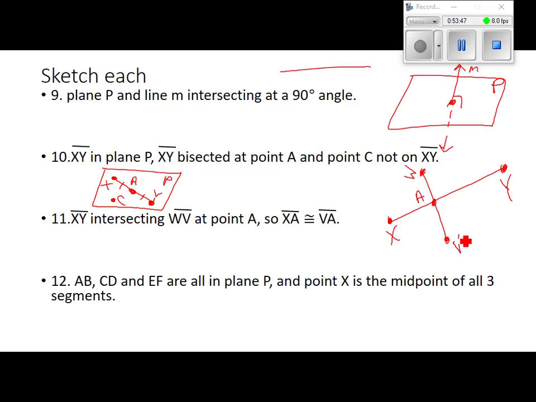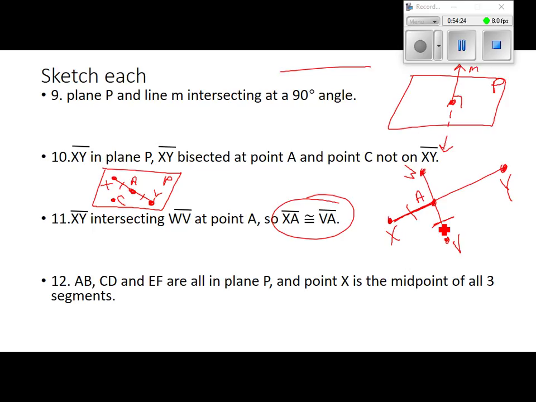Now they do tell us one other thing. What's this last part say? Segment XA is congruent to segment VA. How am I going to show that? Put those little tick marks, right? So this is segment XA, and it's congruent to segment VA. Where's VA at? Left, right, top, or bottom? Bottom. It's right here, right? Is point A bisecting those? No, because these two are congruent, not the two that are splitting up, right?